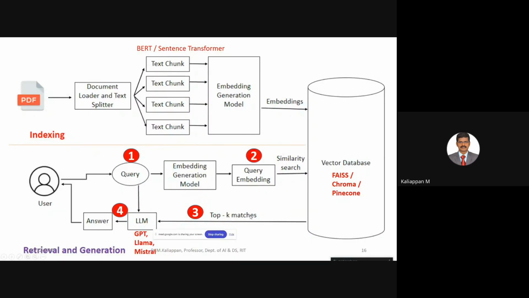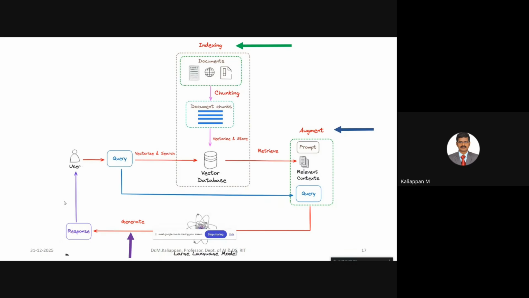Then it retrieves the top k matches, which are given to the LLM, such as ChatGPT, Llama, Mistral. Now this LLM generates the answer. The answer may be text or image. So now the user gets the relevant document, relevant text. So this is the flow of RAG. I will explain it one by one.